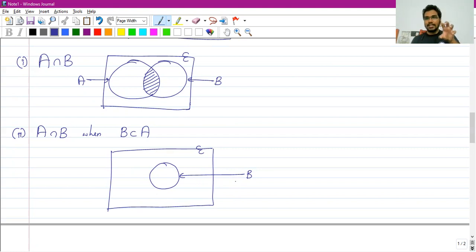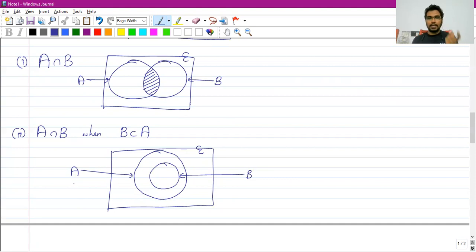So B is a subset of A. So you can denote it as like this. So A will be a large set like this way, because B is a subset of A. B is a small set and A must be the largest set. So you can denote on the Venn diagram like this way.